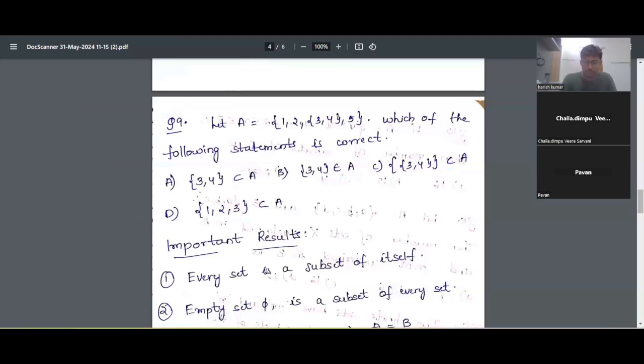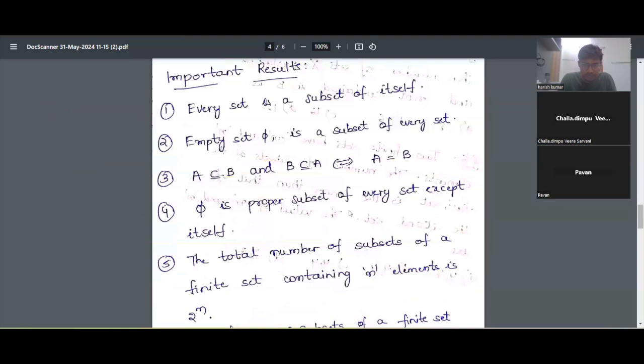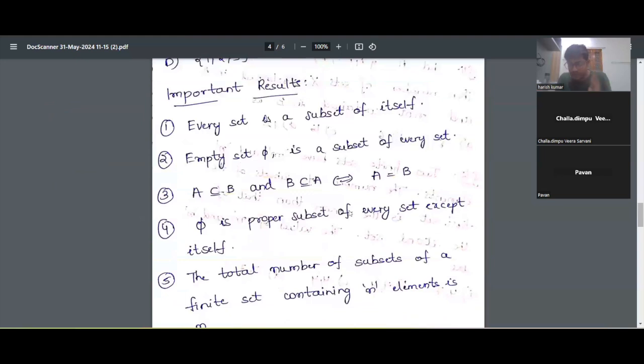All right. Now let's look at some important results. Every set is a subset of itself. Again, no need to explain. This is a self-explanatory statement. Empty set is a subset of every set. That is also fine. If A is a subset of B and B is a subset of A, obviously that will happen only when both of them are equal sets. Otherwise, there is no way that it can happen.